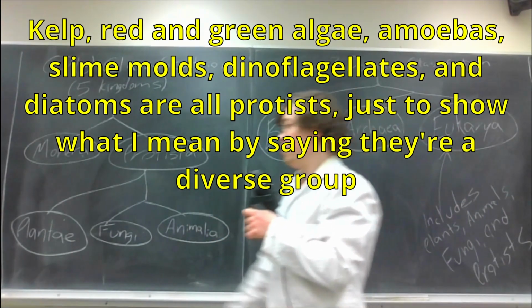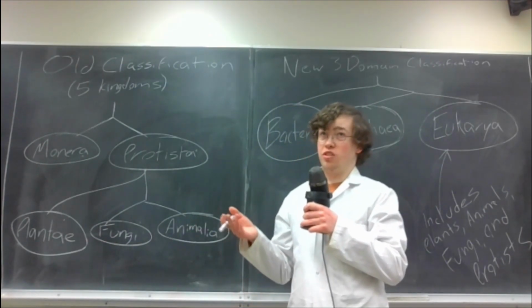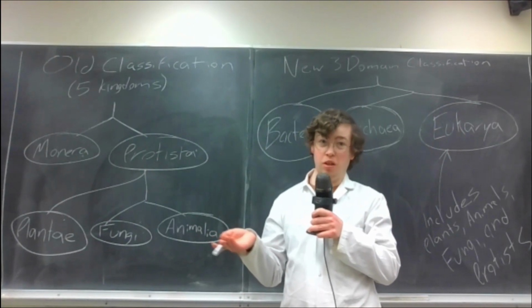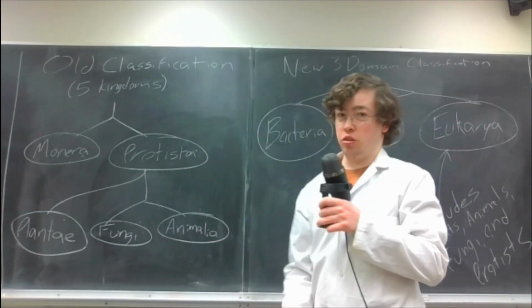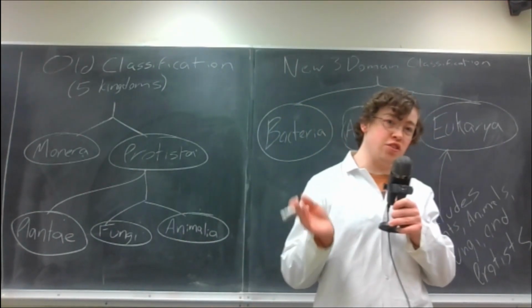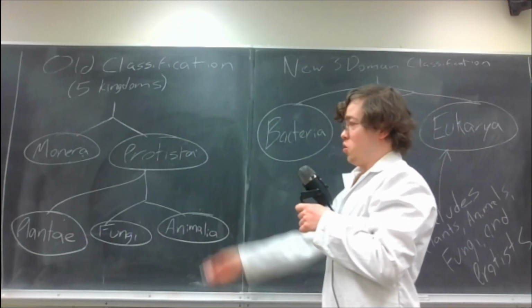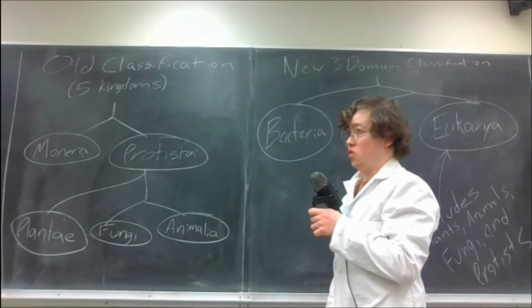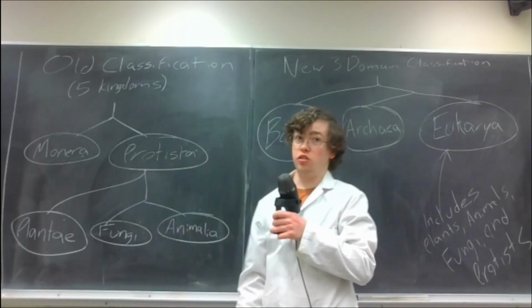Then there's also Plantae, which includes plants. The kingdom Fungi, which is kind of self-explanatory, basically mushrooms, yeasts, stuff like that. And Animalia, which includes all living animals, like fish, birds, insects, humans. So this was the means by which we classified organisms for the longest time. These were the largest groups into which organisms were classified.